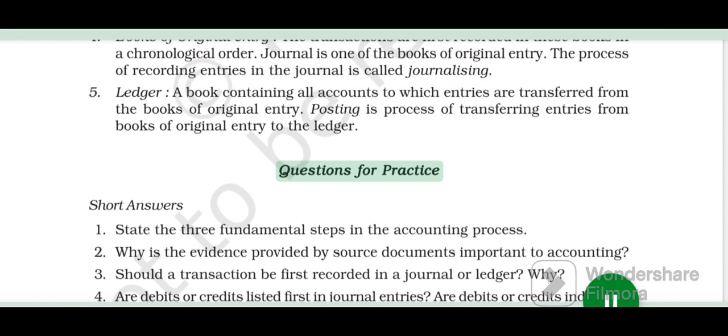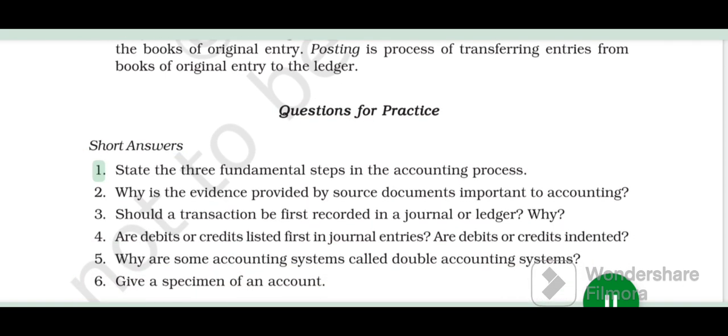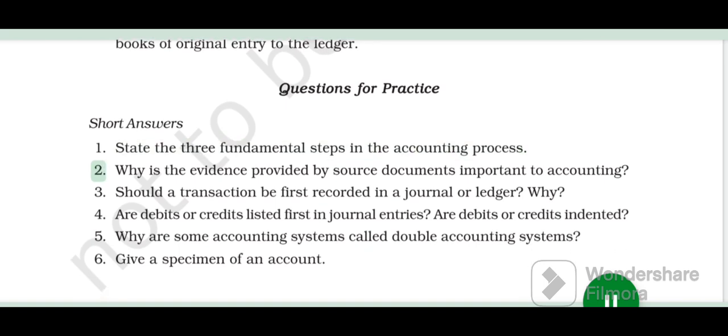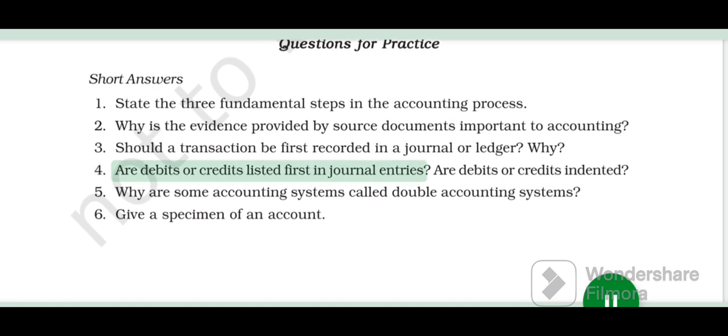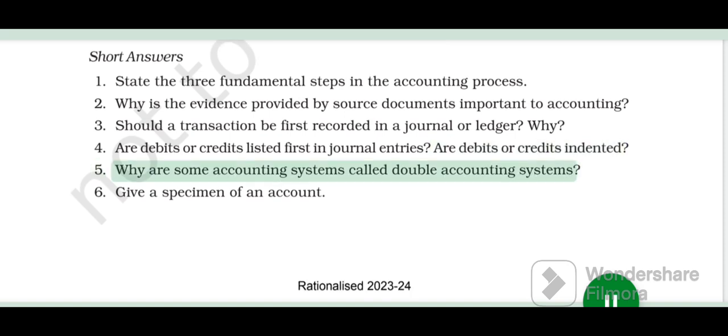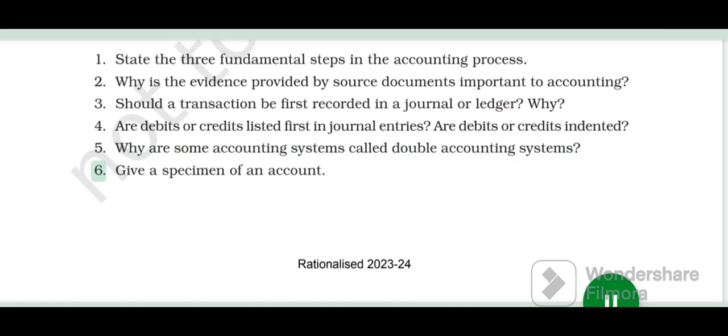Questions for practice. Short answers. 1. State the three fundamental steps in the accounting process. 2. Why is the evidence provided by source documents important to accounting? 3. Should a transaction be first recorded in a journal or ledger? Why? 4. Are debits or credits listed first in journal entries? Are debits or credits indented? 5. Why are some accounting systems called double accounting systems? 6. Give a specimen of an account.